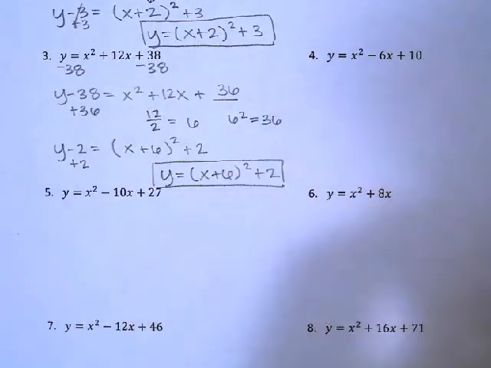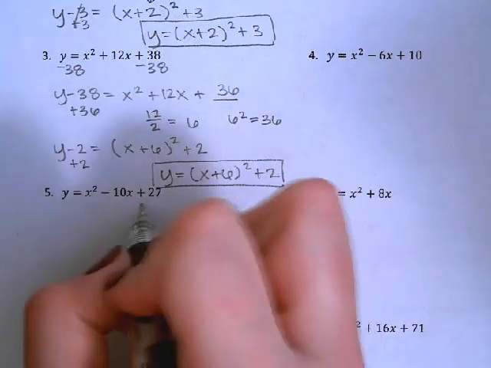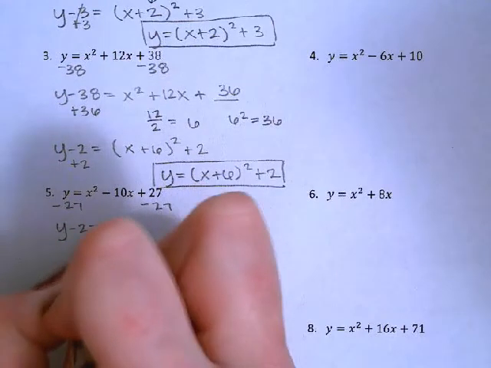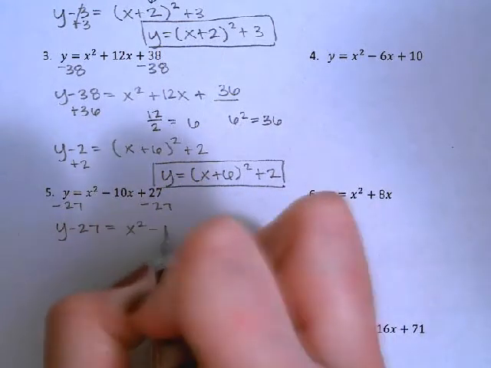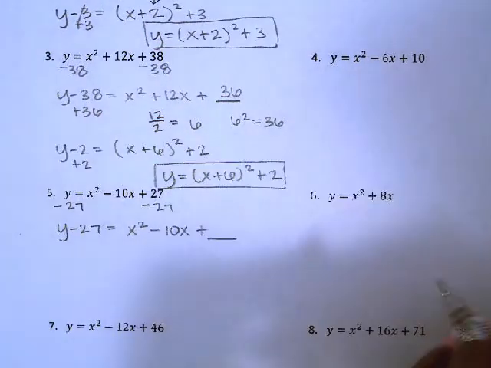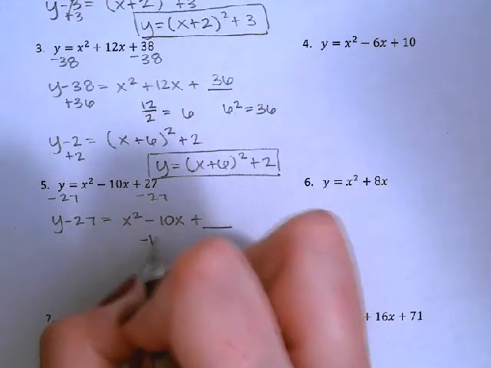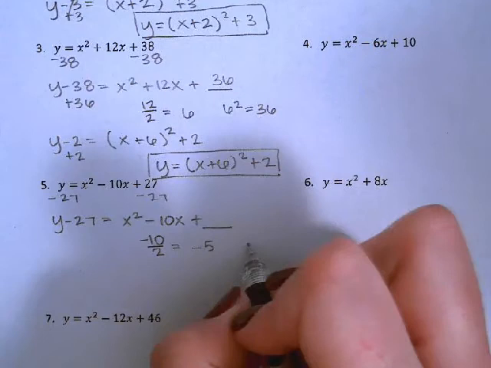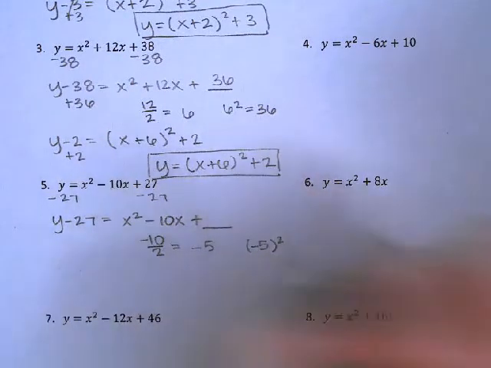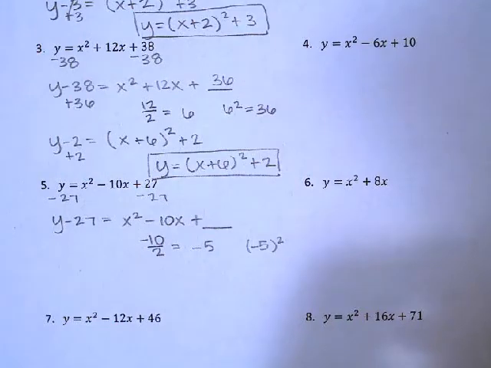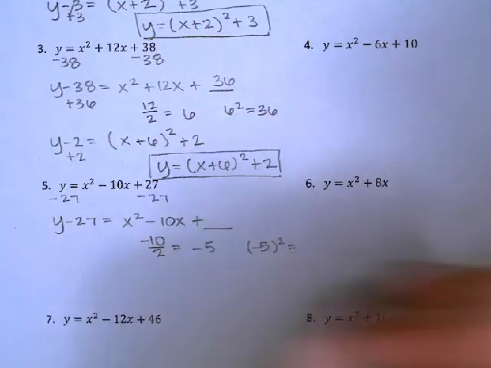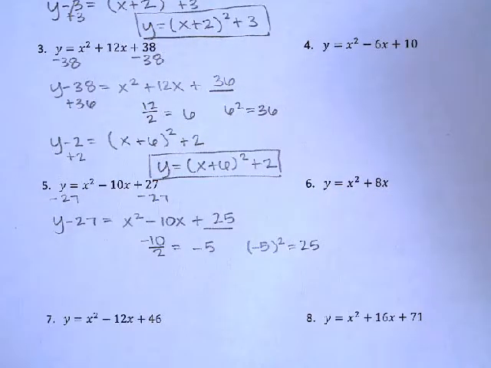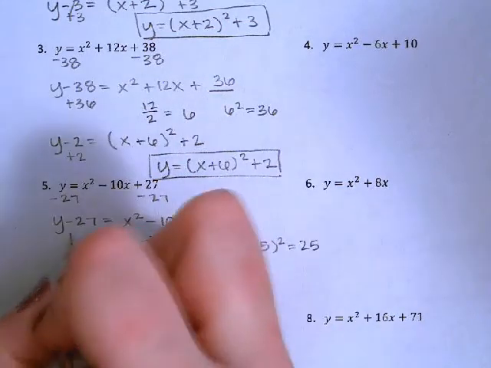All right, number 5, we've got some negatives here. So I'm going to subtract the 27 over to the other side. Y minus 27 equals x squared minus 10x plus blank. Negative 10 divided by 2 is negative 5. And then I'm going to be careful here. Negative 5 squared, I have to put that in parentheses if I'm going to plug it into my calculator to find the answer. Negative 5 squared is 25. So 25 is the number that completes the square. Whatever I do to the right side, I have to do to the left side.